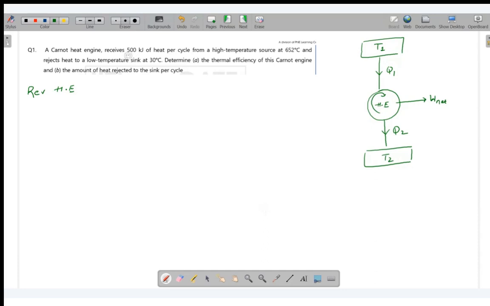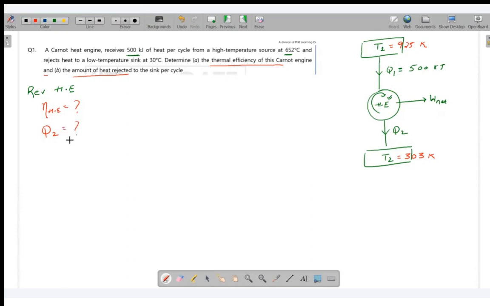It's a good idea. Okay, so it receives 500 kilojoule of heat per cycle from a high temperature source, 652 degrees Celsius. That means this is your engine, it is receiving Q1, 500 kilojoule from high temperature source, 652. So 652 is how much? Always write this in Kelvin, 925 Kelvin. And it rejects heat to low temperature sink at 30 degrees Celsius. So this T2 is 30 degrees Celsius, means 303 Kelvin. Determine the thermal efficiency of the Carnot engine and the amount of heat rejected to the sink. So I need to find out efficiency of this reversible heat engine and Q2.